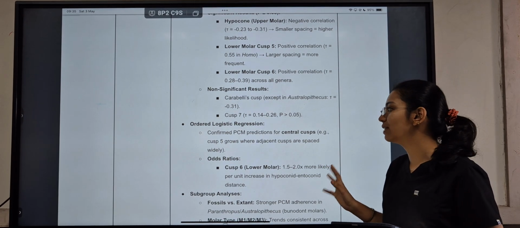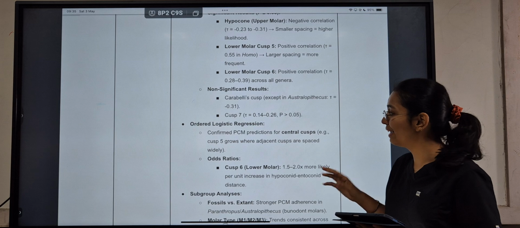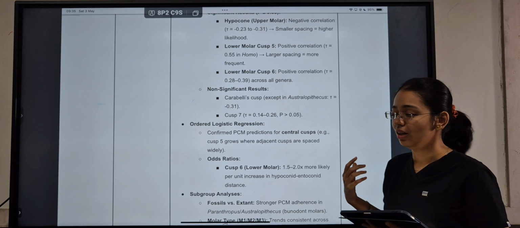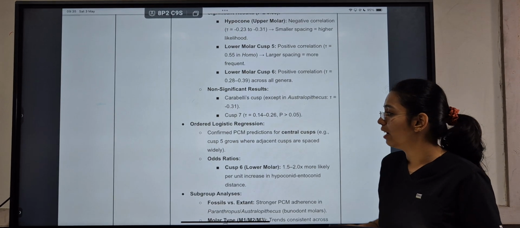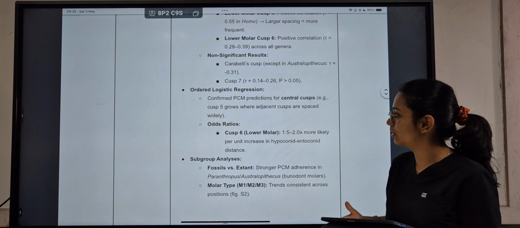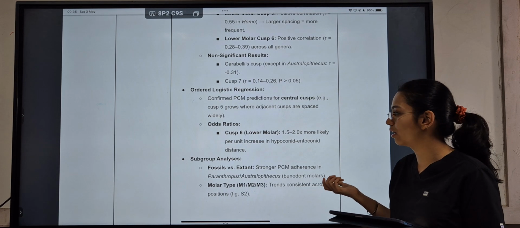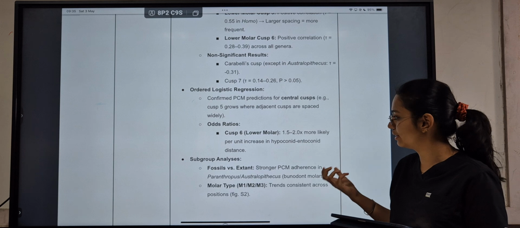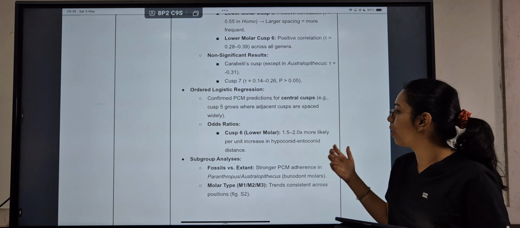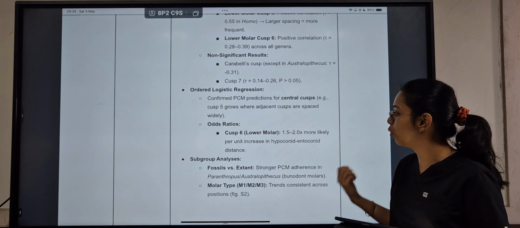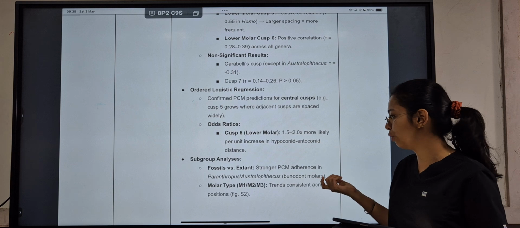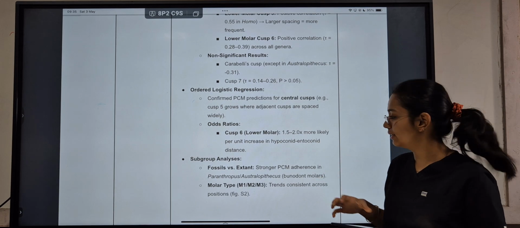And for 7 values, the p-value was significant, but it was not significant. And ordinal logistic regression was studied. So it confirmed the PCM predictions for central cusp, and odds ratio was also studied. So there was a 1.5 to 2 times more likely per unit increase in hypoconid-entoconid distance.